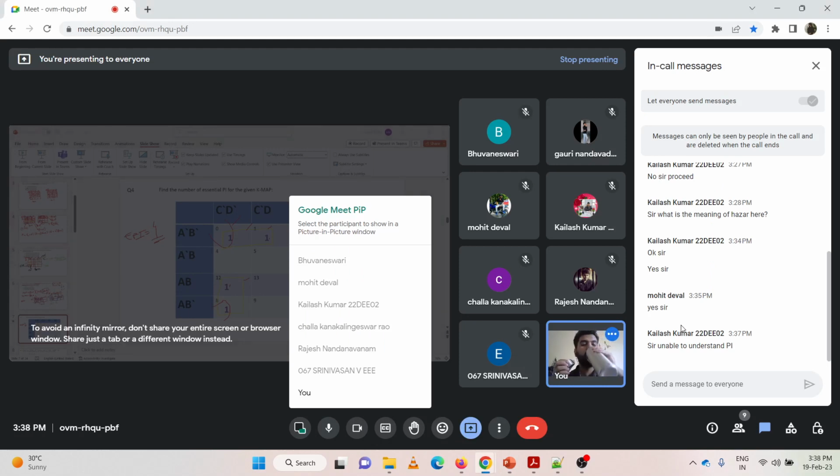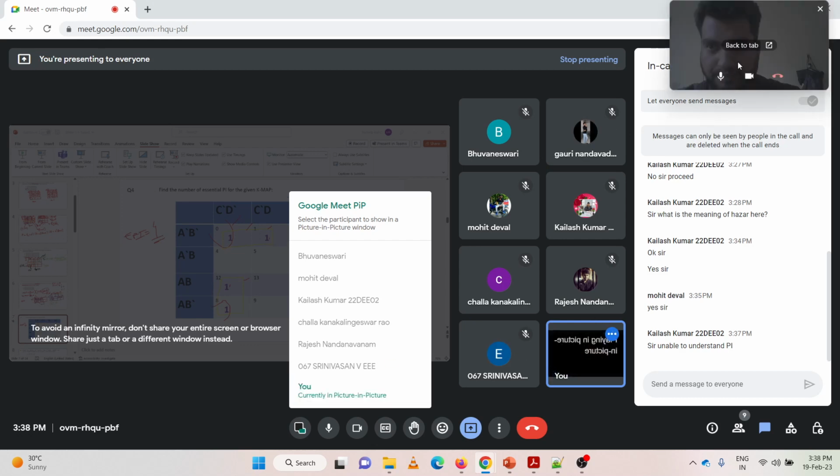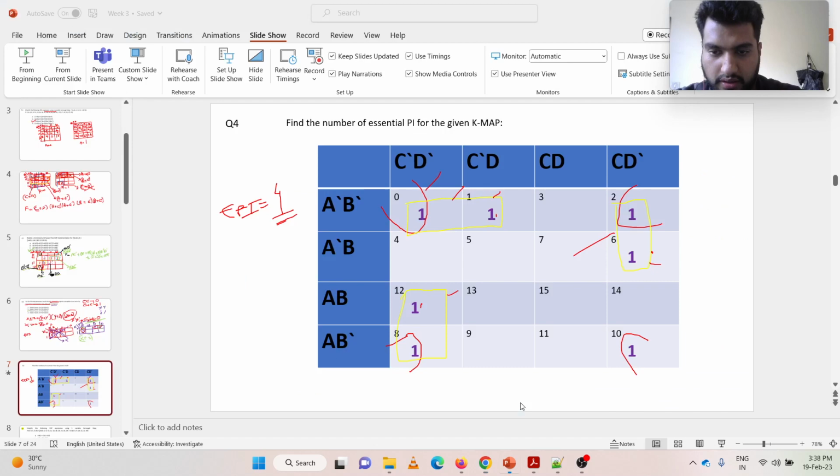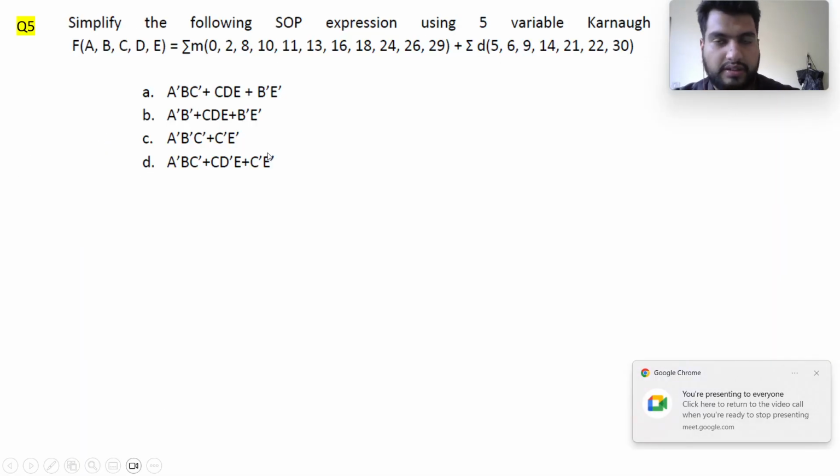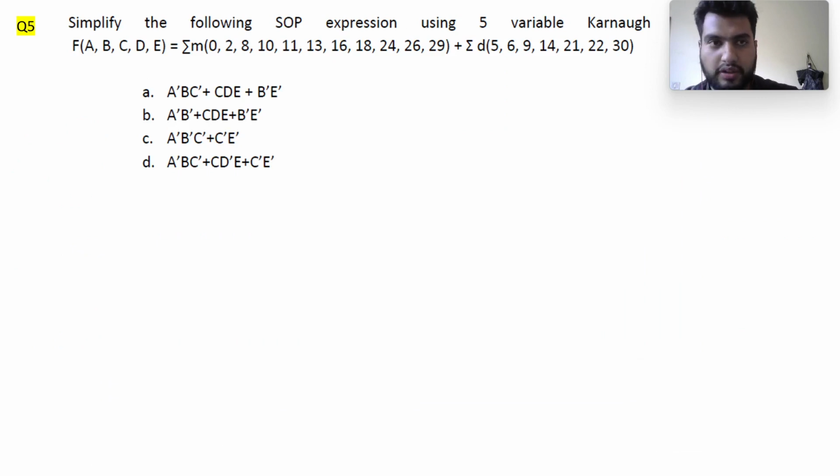I hope you got it. Now what I would like you guys to do, I have this question. We saw question number one, which was a product of sums form that we constructed using a 5 variable K-map. That was in fact your assignment question also.